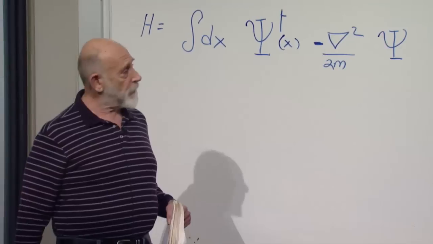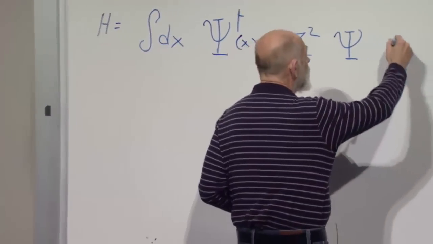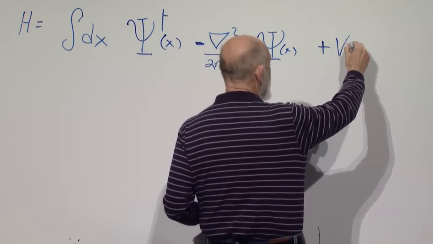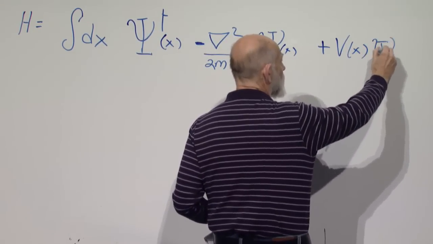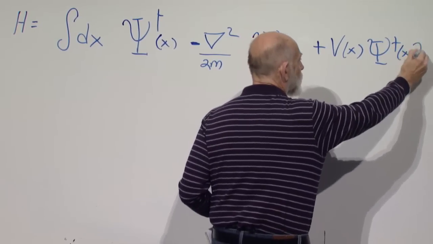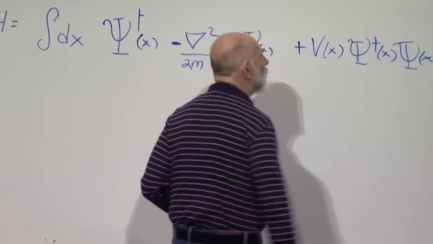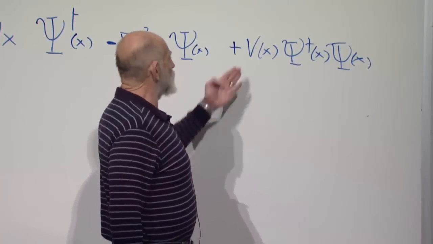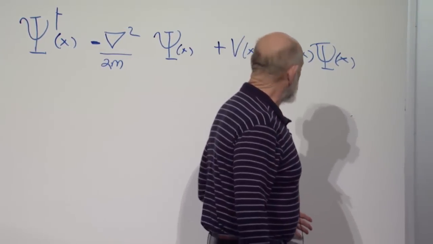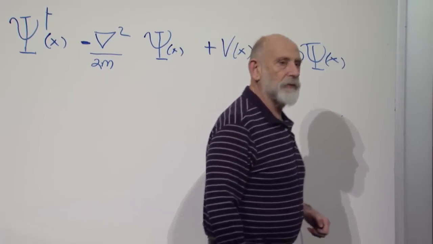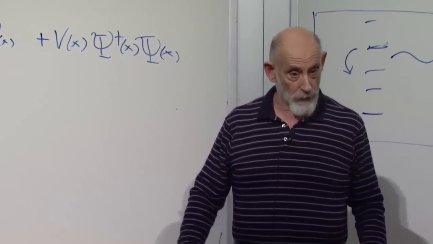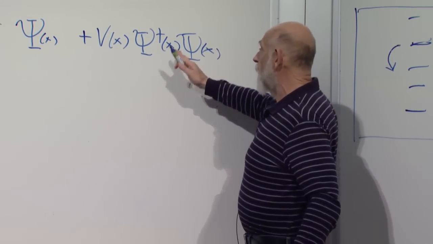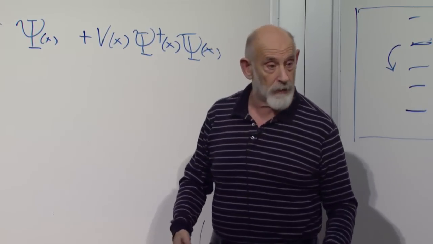If the particle also happens to be in a potential, if there's a potential energy, then you would add in here, and this, of course, is also of x, and then there's a v of x, the potential, times psi dagger of x, psi of x. And the way you would understand this term is just every particle, if it's at position x, has a potential energy v of x. Psi dagger of x times psi of x, what is that? That's the density of particles at point x. So this is just counting the number of particles at point x and giving each one a potential energy v of x.